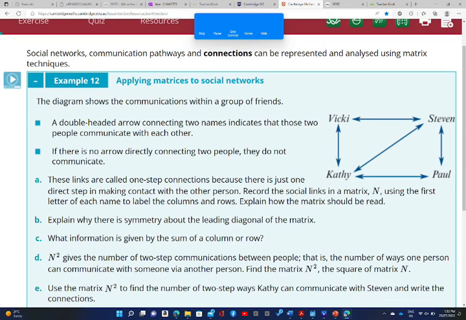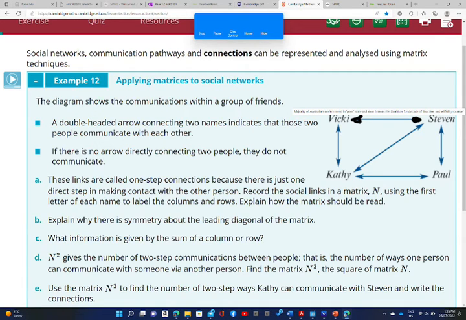Okay, so first of all, we're given a diagram showing the connections between a group of people. And notice a couple of things about the diagram. First of all, the arrows are double-headed. That means that the communication goes between both of them. So Vicky communicates with Stephen, and Stephen communicates with Vicky.